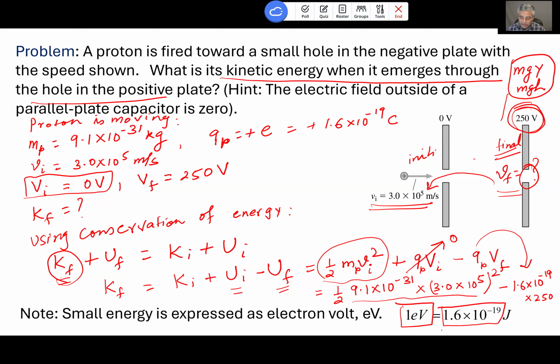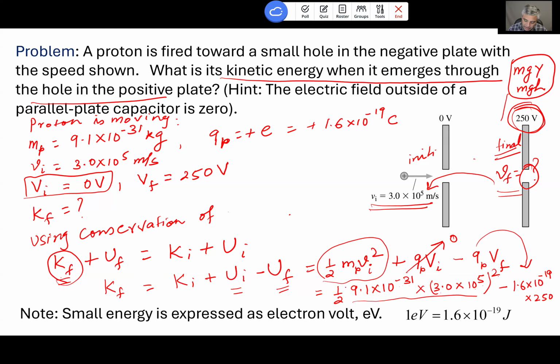But here it's not asking us to find energy in a particular unit, so we can just leave it as a joule. But if you are asked to write in terms of electron volt, now you know what to do. Once you have calculated the value in joules, you divide that by this number here, which is charge of an electron or proton. Okay? So looks like this is 10 to the power 5 and square is 10. So this is going to be 10 to the power negative 21 over here, the first term.